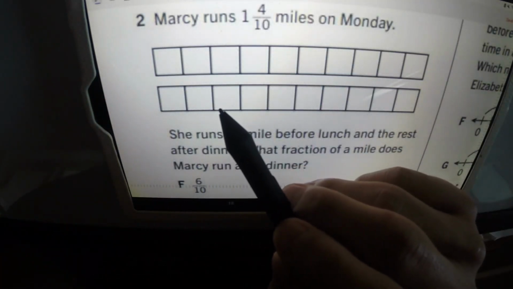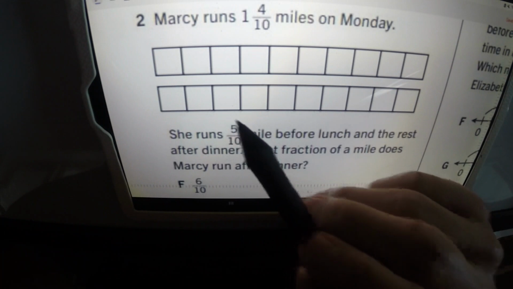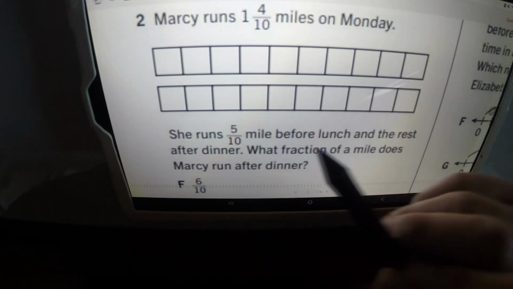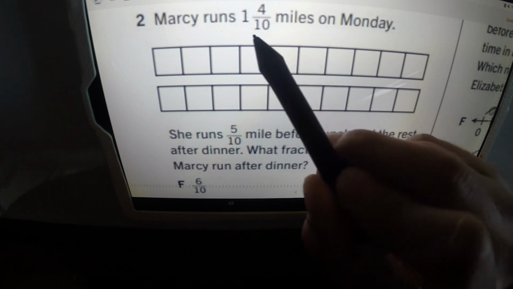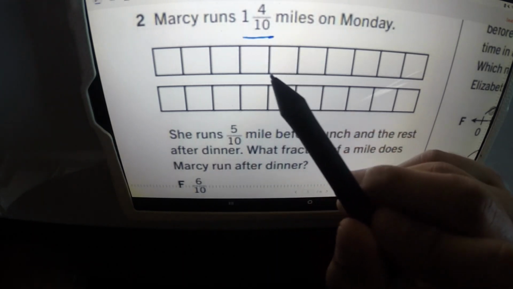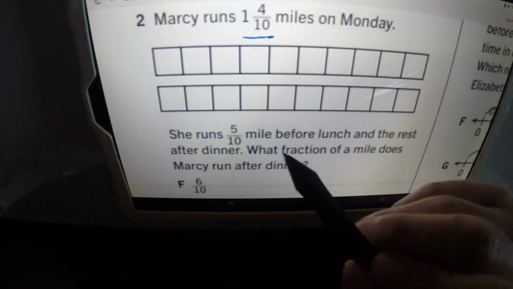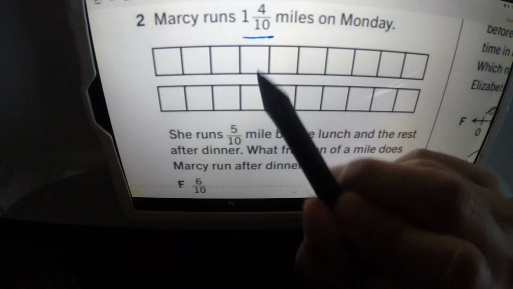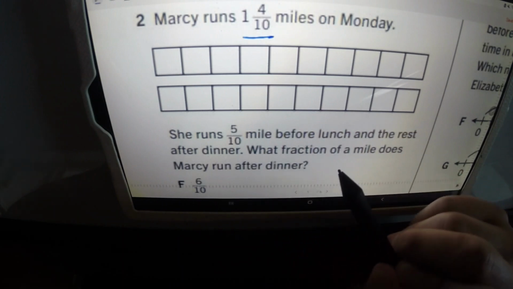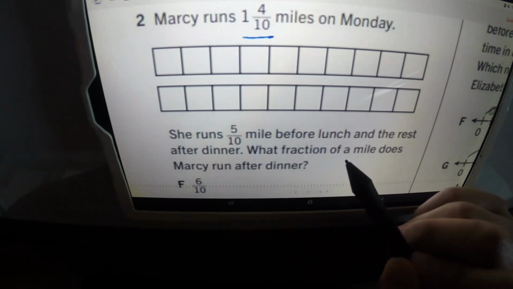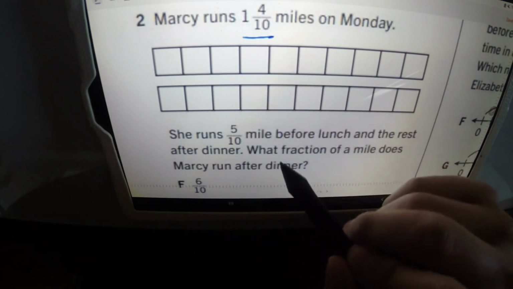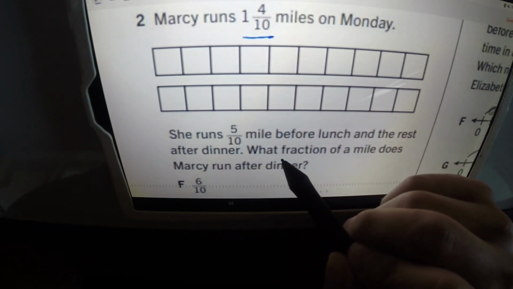Marcy runs 1 4/10 miles on Monday. She runs 5/10 miles before lunch and the rest after dinner. So this is the total, right? 1 4/10. That's how much she ran total on Monday. She ran 5/10 before lunch and then the rest of this number after dinner. So what fraction of a mile does Marcy run after dinner? So basically, what's this minus this to get us our answer of what she ran after dinner?